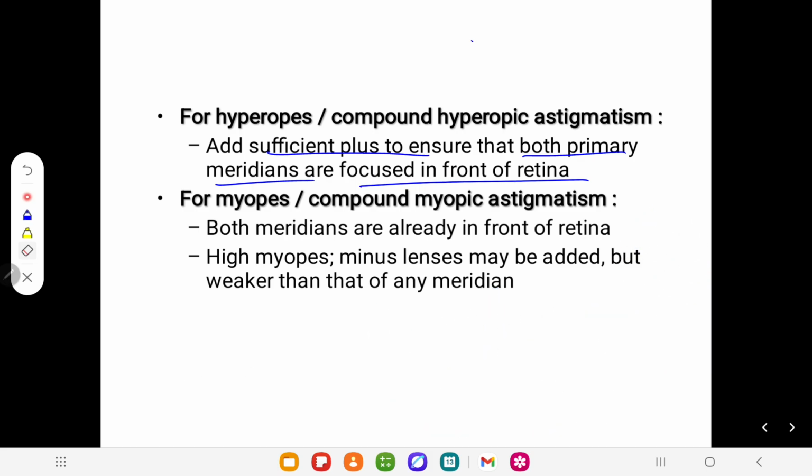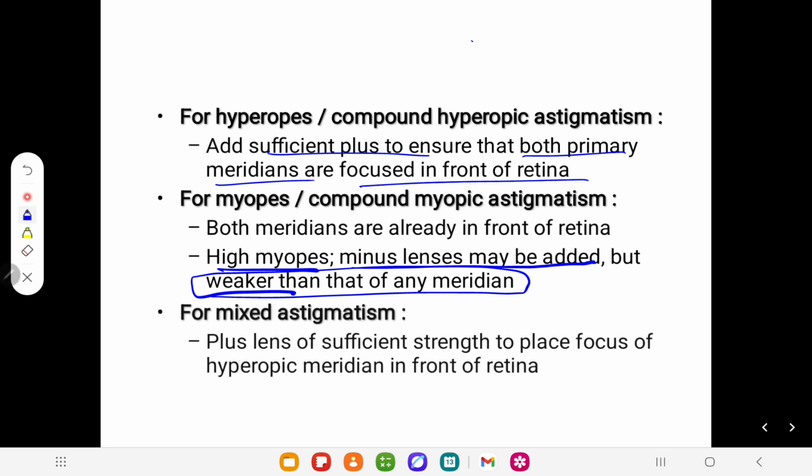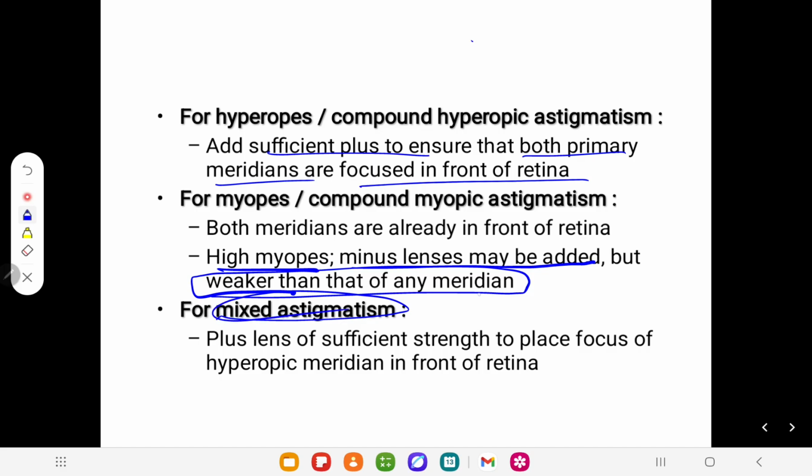What is the concept? If it is high myopia, a minus lens may be added, but weaker than that of any meridian. Don't push so much that it becomes emmetropic or even hyperopic. That's the concept. Okay. For mixed astigmatism, this is the concept.